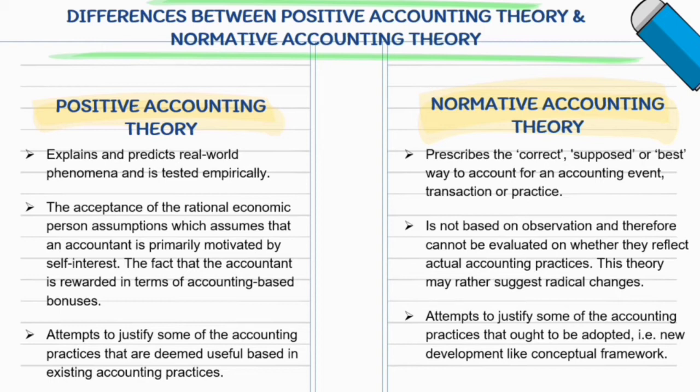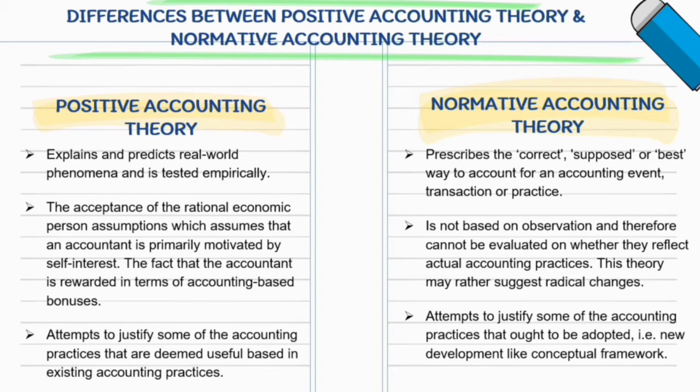Second, positive accounting theory accepts the rational economic person assumption, which assumes that an accountant is primarily motivated by self-interest, given that the accountant is rewarded with an accounting-based bonus. Normative accounting theory, meanwhile, is not based on observation and therefore cannot be evaluated on whether it reflects actual accounting practices. This theory may rather suggest radical changes.